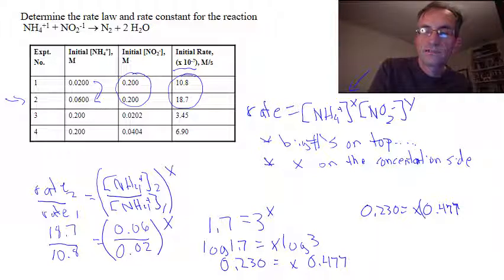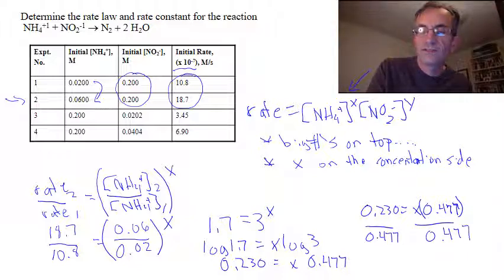So now what I need to do is solve for x. At this point, it shouldn't be too bad. You divide both sides by 0.477. The 0.477 will cancel out, and you get x equals, now I'm going to have to round a little bit. It's basically, it's not quite, but it's basically 0.5, or we'll call it a half.